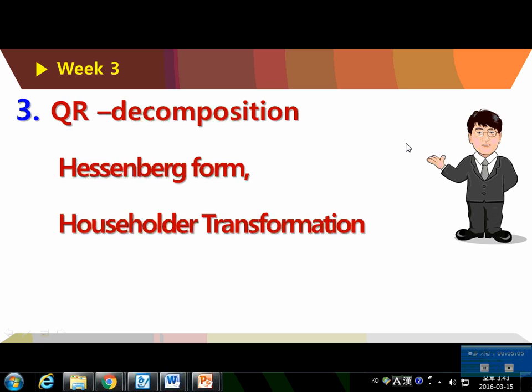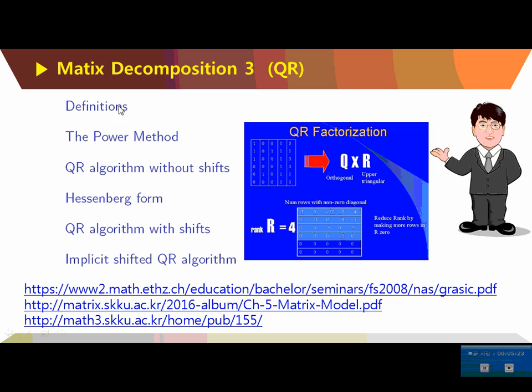Okay, now after we covered the power method, we continue with the QR decomposition after LU decomposition and Schur decomposition. Then we will cover the Hessenberg form and Householder transformation as well. Okay, QR factorization and QR algorithm with shift and implicit QR algorithms.